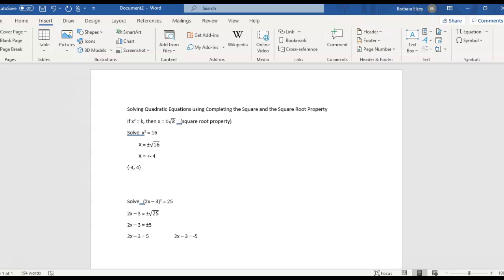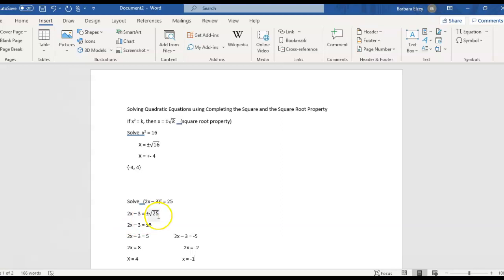If we add 3 to both sides, we're going to get 2x equals 8. And if we add 3 over here, we'll get 2x equals negative 2. Then if we divide out our 2 on both sides, we'll get x equals 4 here, and over here we'll get x equals negative 1. Two solutions.